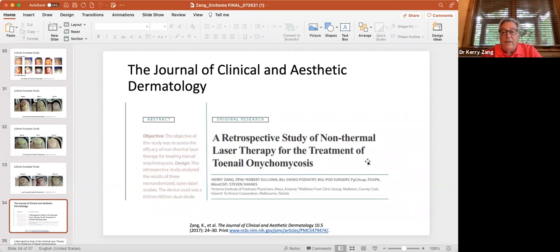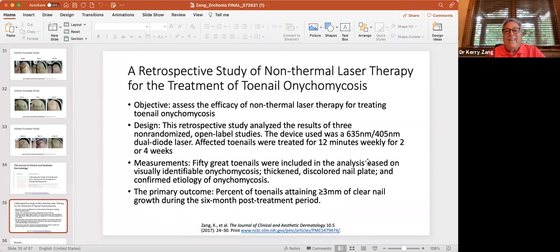Now we go into our study, and the study that we got the FDA clearance on was 1 treatment once a week for 4 weeks. And then we would check the patient in between, and then again at 26 weeks. And our objective was to assess the efficacy of non-thermal laser for onychomycosis. We used the dual diode device of 635 and 405 that we went over earlier.